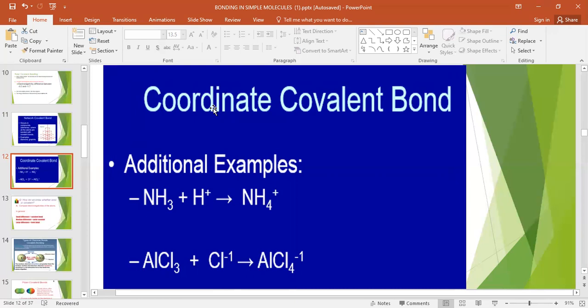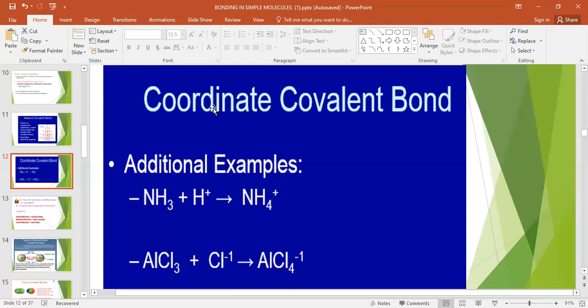So whenever you see within a structure, or are asked to define, a dative bond or coordinate covalent bond, how will you define it? When they share a pair of electrons with another element, we call it a dative bond, we call it a coordinate bond. So collectively you can write NH4 positive. That's what is written there, NH4 positive.